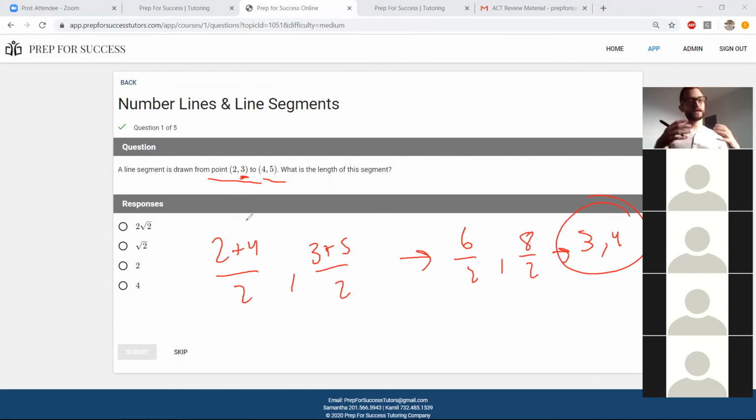So if you need to find the midpoint, take the x's, add them together, divide by 2. Take the y's, add them together, divide by 2. Okay? So that's how we solve for midpoint. Now, let's say I want to find the length of the segment.